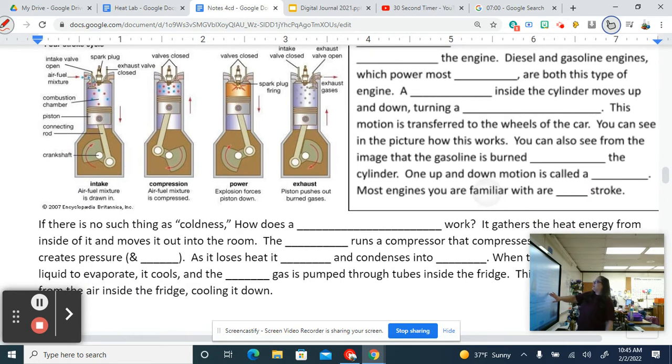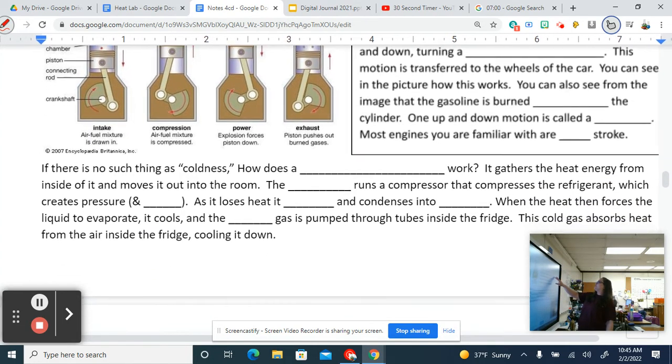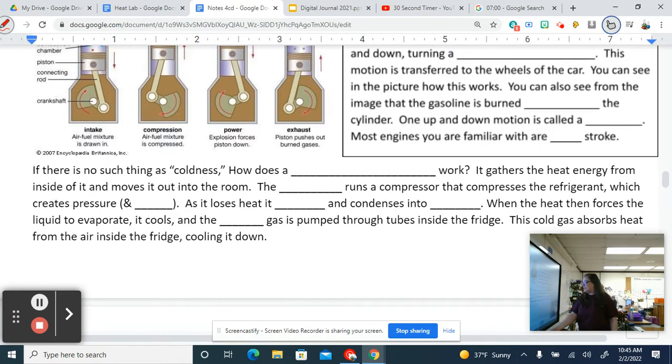All right, so turning a crankshaft. This motion is transferred to the wheels of the car. You can see in the picture how this works. You can also see from the image that the gasoline is burned inside the engine, inside the cylinder. One up and one down motion is called a stroke. Most engines you are familiar with are 4-stroke engines.